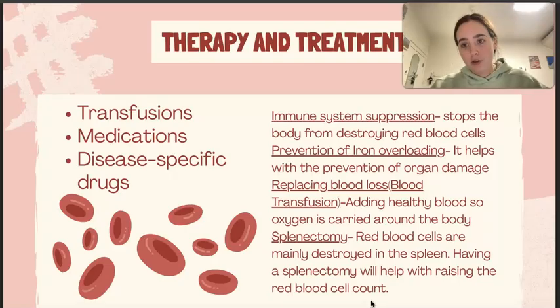Replacing blood loss, or blood transfusion. You want to add healthy blood so oxygen is carried through the body, because with hemolytic anemia, your body becomes weak because oxygen is not able to flow through your body.